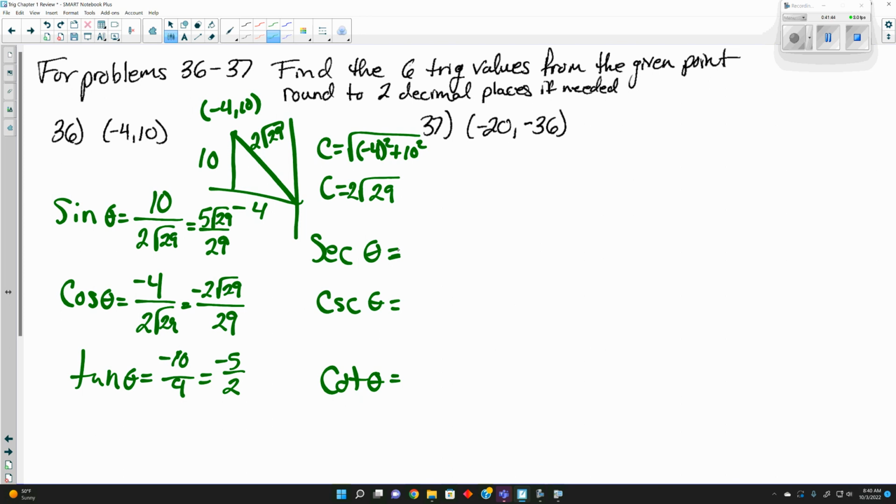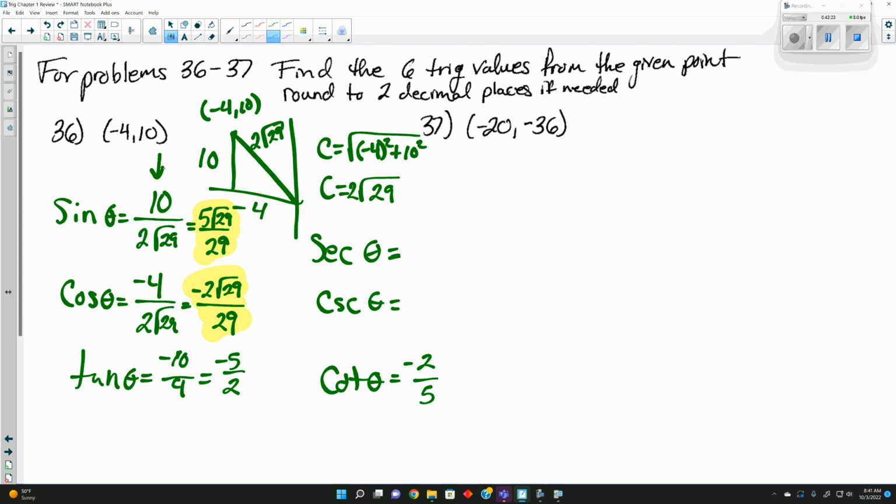Now, the easiest one out of the group is cotangent, because it's going to be negative 2/5. The reason I say that is because with sine and cosine, if we flip these, we've got the radical back in the bottom of the fraction. We've got to rationalize it again, yes? Well, what did both of these start out as? So for sine, it was 10 over 2 square root of 29, yes? 10 over 2 reduces to 5 over 1, yes?